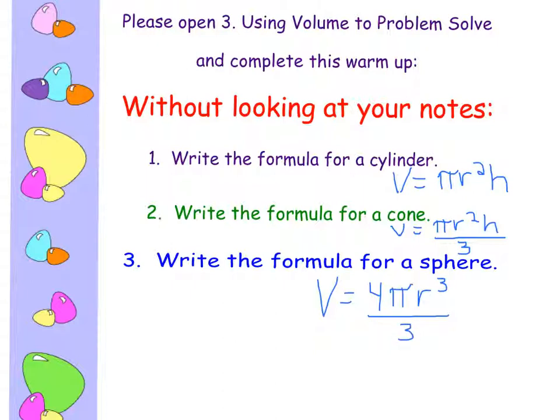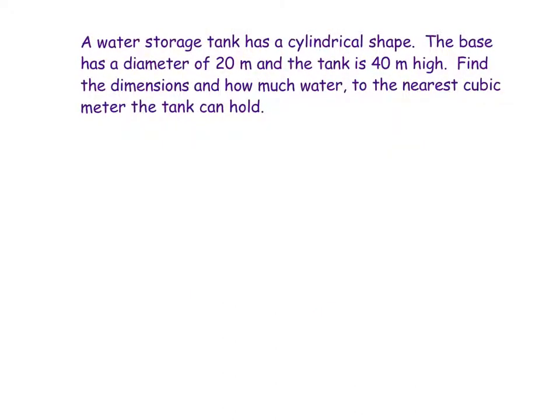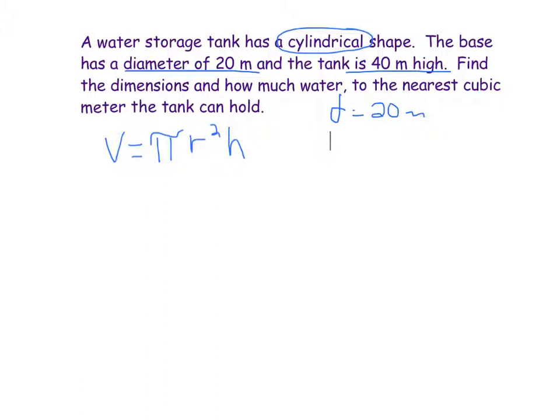So very similar. This first word problem is very similar to what you've already had on an assignment. You're just finding the volume, so you have to find the important parts. It's a cylinder, so that's important, so you know which formula to use. V equals pi r squared h. And then you need to find the dimensions that are given. So we know that the diameter is 20 meters and the height is 40 meters.